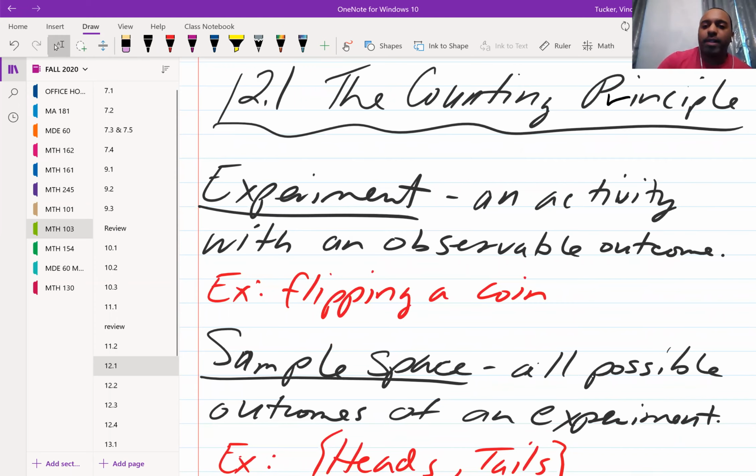So an experiment is an activity. Let me write that activity better. Activity with an observable outcome. So an example of that is flipping a coin. That would be your experiment.